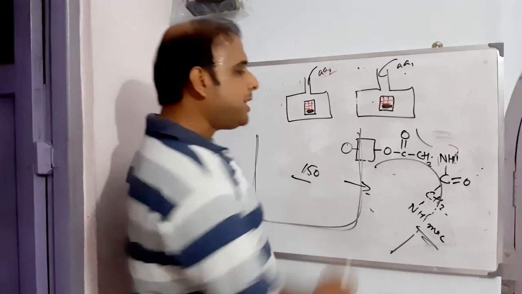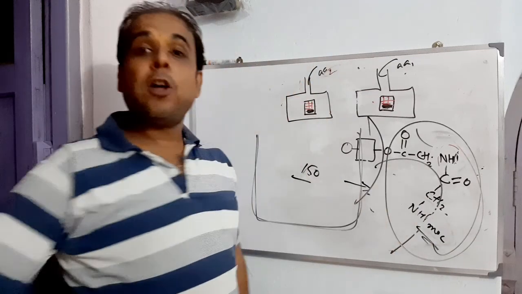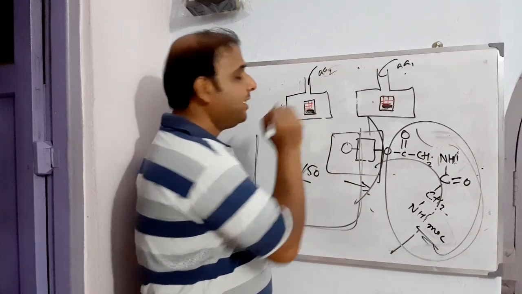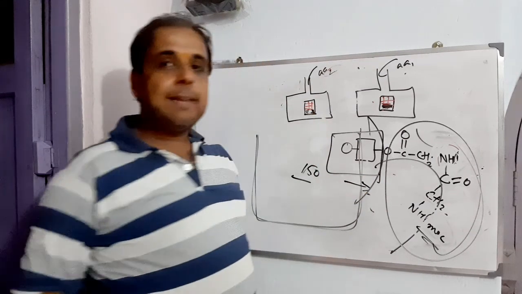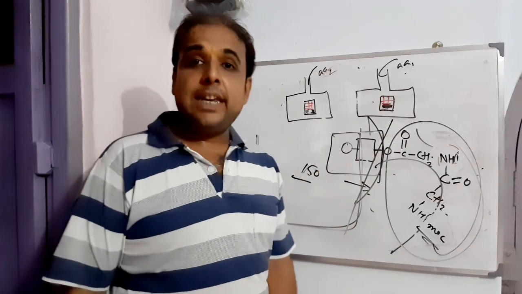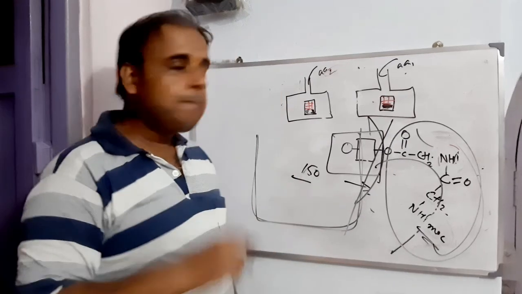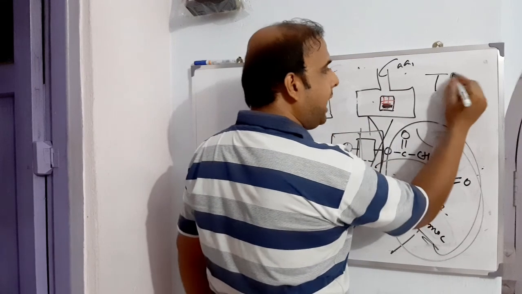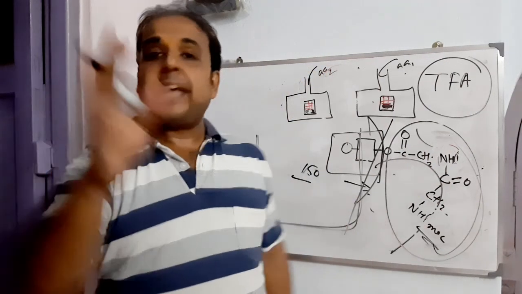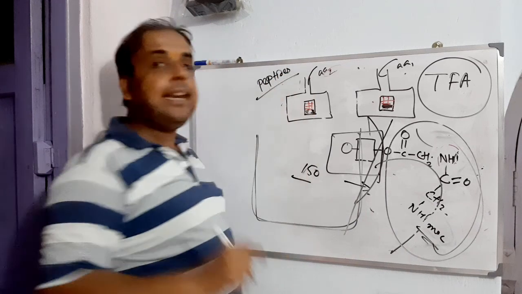What next? We need to separate the dipeptide from the mesh in which the resin bead is embedded. That means we need a cleaving agent. The cleaving operation is done in the common vessel only. TFA is the cleaving agent with which the cleaving operation will take place, and finally you are going to get the peptides of your interest, as per your desire.